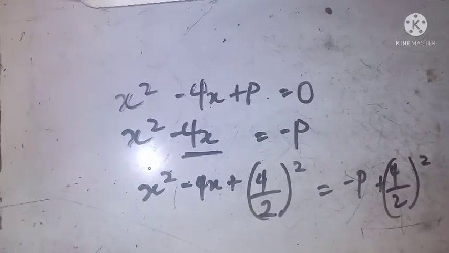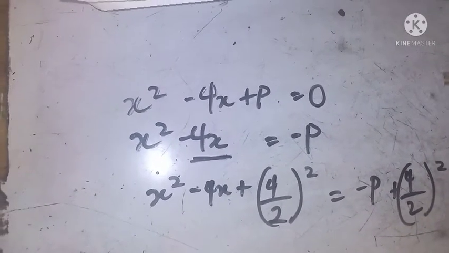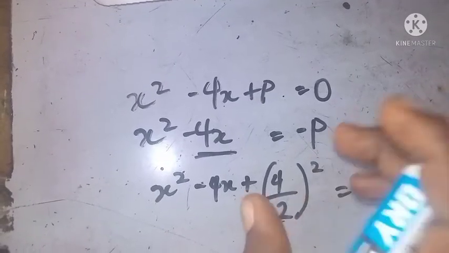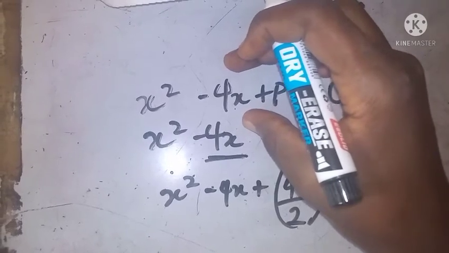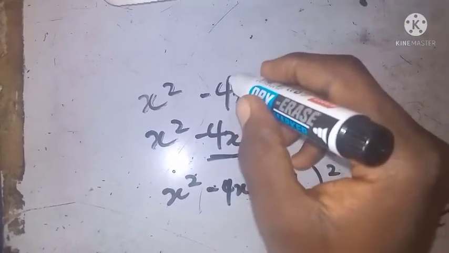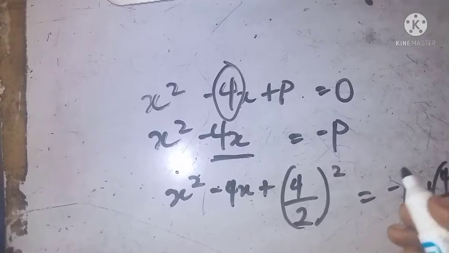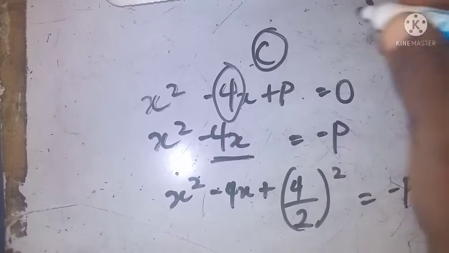Now, I don't want to solve more for that. Basically, what do we need? They say, what number will make it a perfect square? Obviously, the number that will make it a perfect square is determined by the coefficient of x. What is the coefficient of x? 4. So our answer is 4. And that's option C in the question.